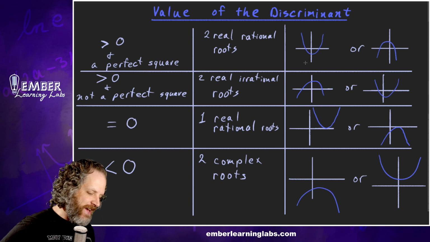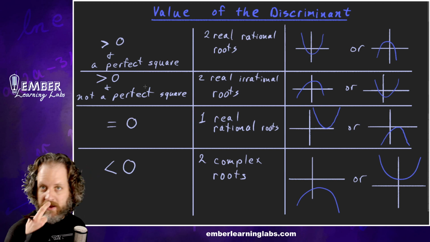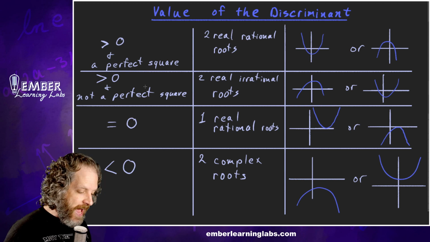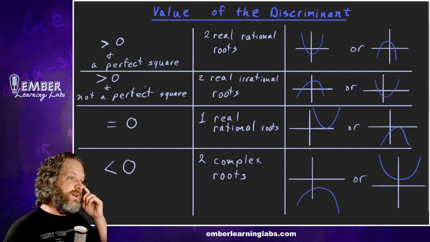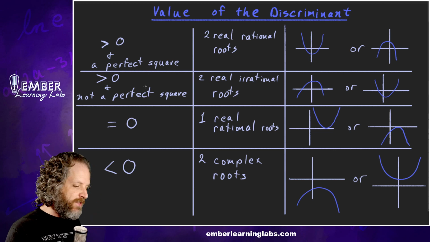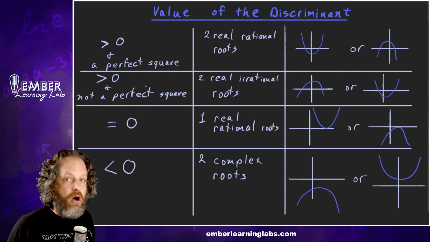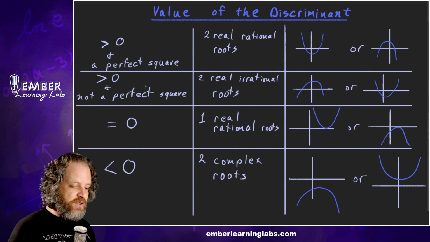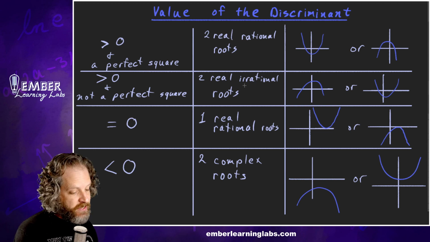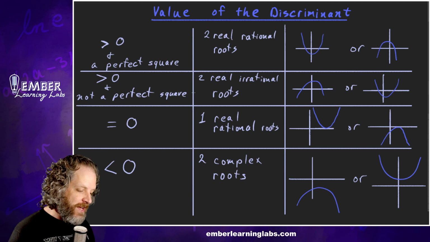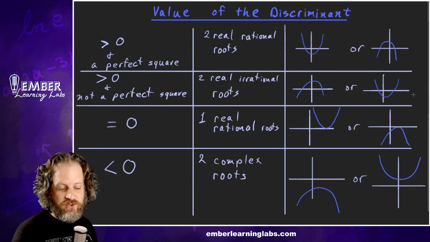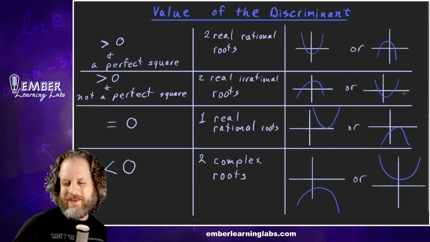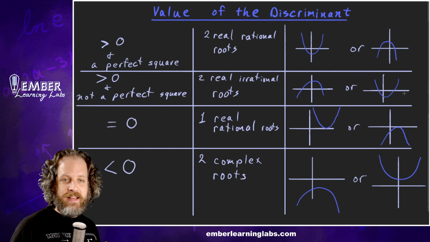Now, the next case is if the discriminant, b squared minus 4ac, is greater than 0, so it's positive, and it is not a perfect square, like 3 or 26 or a whole bunch of numbers that are not perfect squares. If it's not a perfect square, then you have 2 irrational roots. Irrational numbers, remember, are non-repeating, non-ending decimals. So it still crosses the x-axis twice, as you still have 2 solutions, but they're going to be ugly solutions, non-ending, non-repeating decimals, okay?